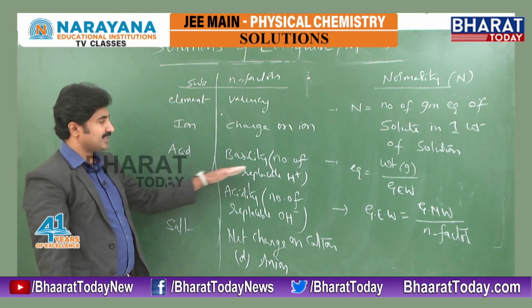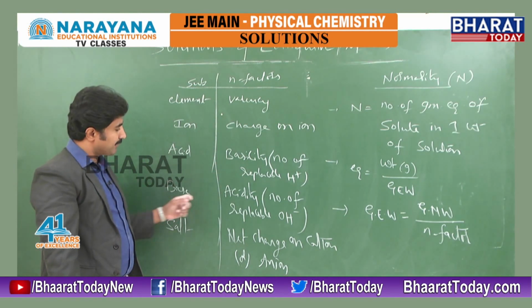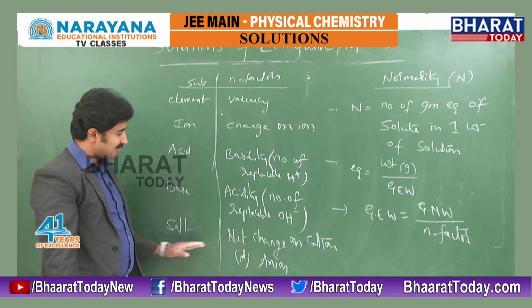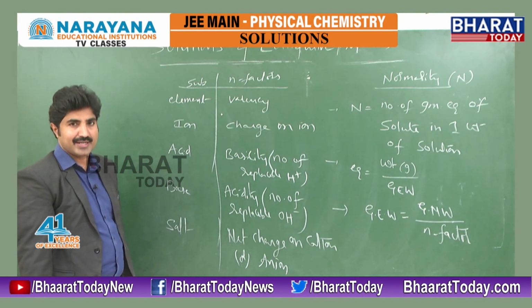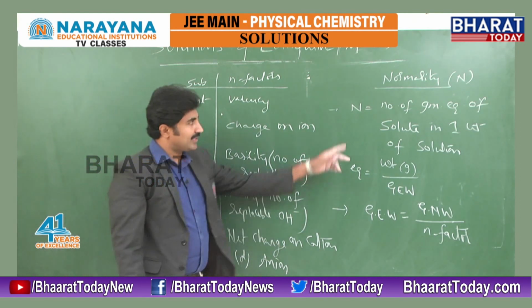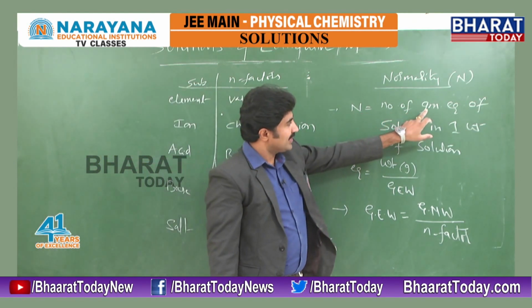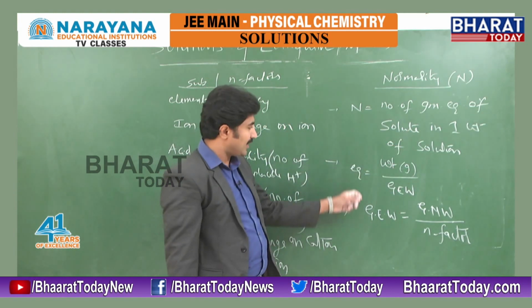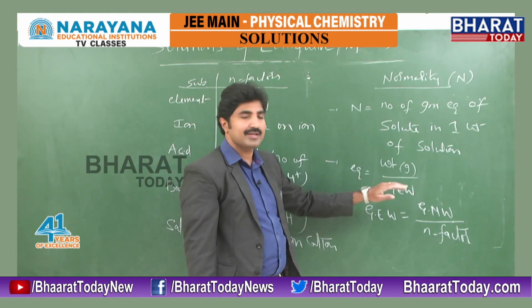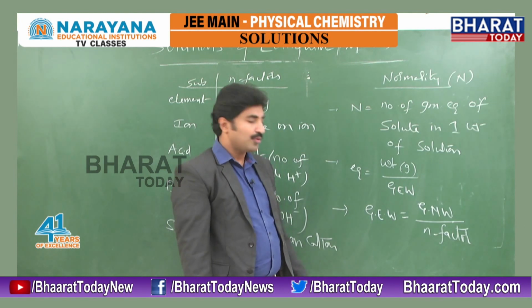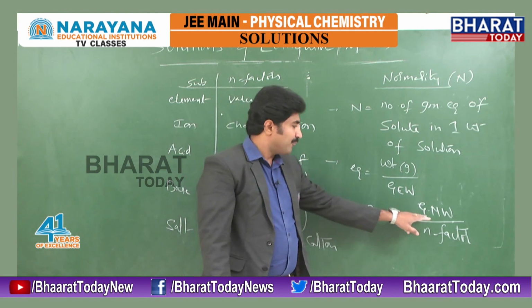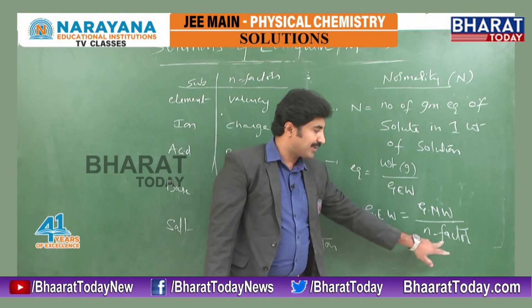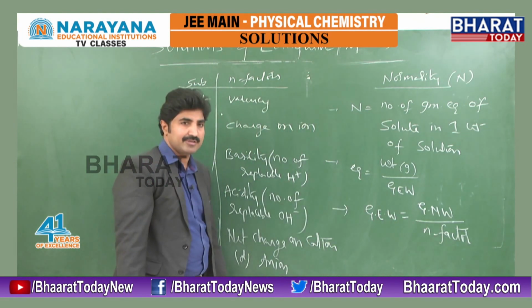So especially for acid, that n factor is basicity. For base, that n factor is acidity. For salt, that n factor is net charge on cation or anion. So if you look at this, normality is the number of gram equivalents of solute in 1 liter of the solution. To calculate equivalents, we must require gram equivalent weight. How to find gram equivalent weight? By using n factor. Gram molecular weight by n factor, we can calculate gram equivalent weight.